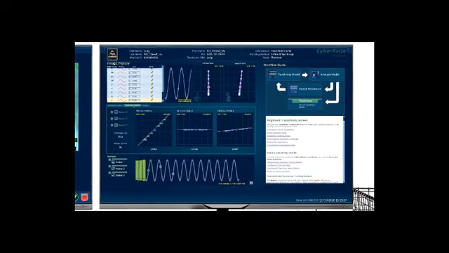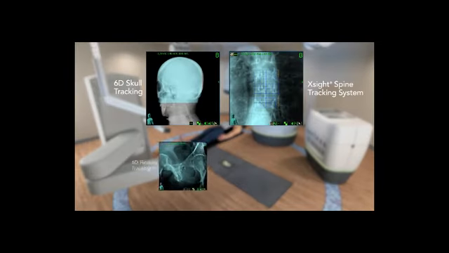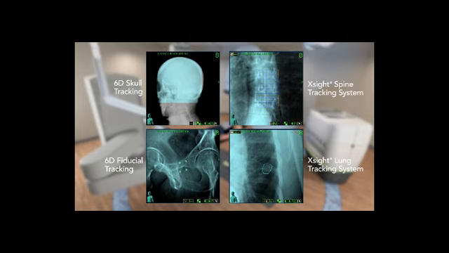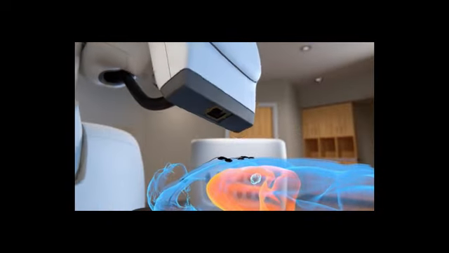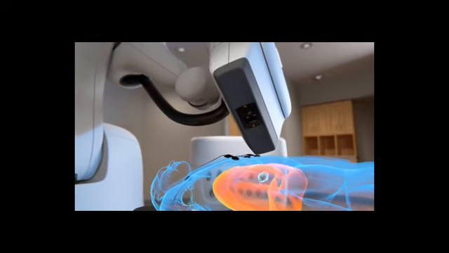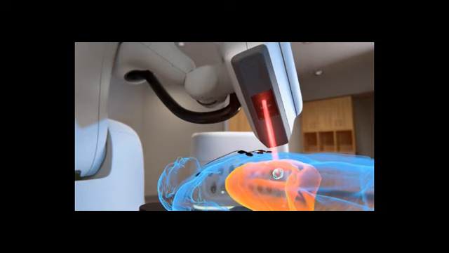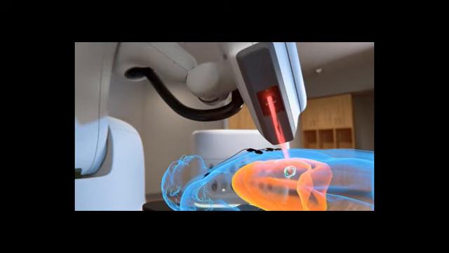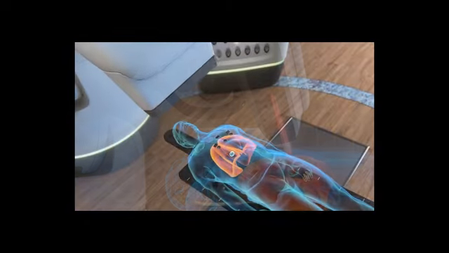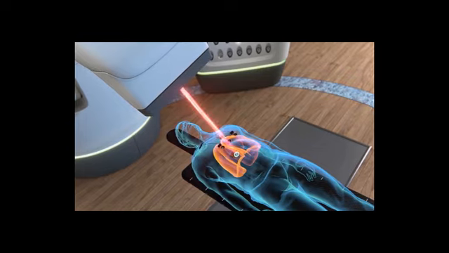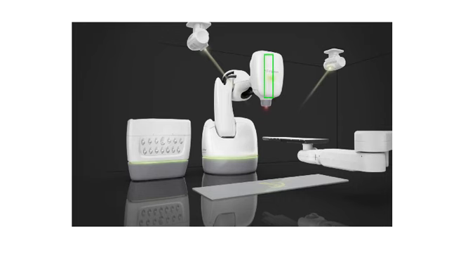But there are other things you can track as well, bony markers and so on, not necessarily in real time, but maybe an image every second or so, and then you treat, and so on. They're treating from different directions, which in CyberKnife are called nodes, that form a sort of sphere around the patient. But this is not usually an isocentric treatment. So those are the basics of the CyberKnife system.